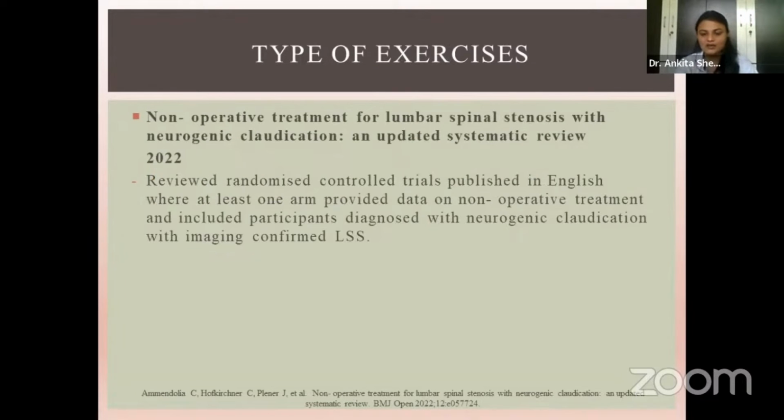A study done in the year 2020 was an updated systematic review titled Non-Operative Treatment for Lumbar Spinal Stenosis with Neurogenic Claudication. It reviewed RCTs published in English where at least one arm provided data on non-operative treatment and included participants diagnosed with neurogenic claudication with imaging-confirmed lumbar spinal stenosis.